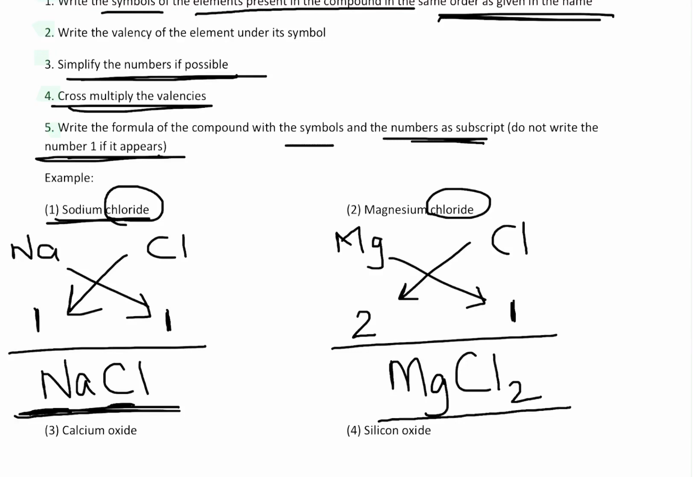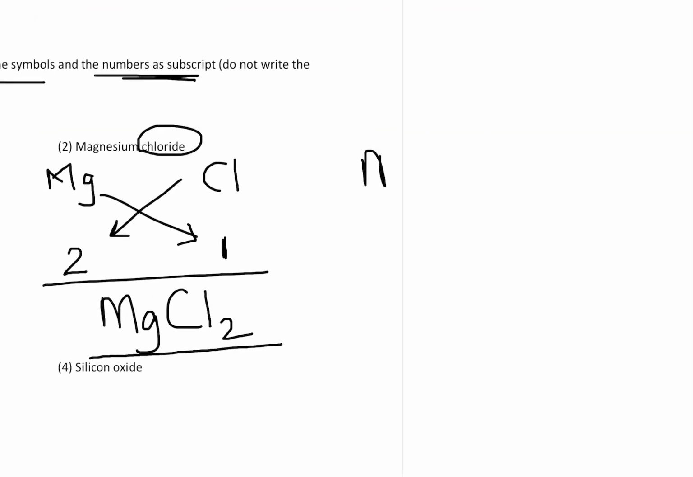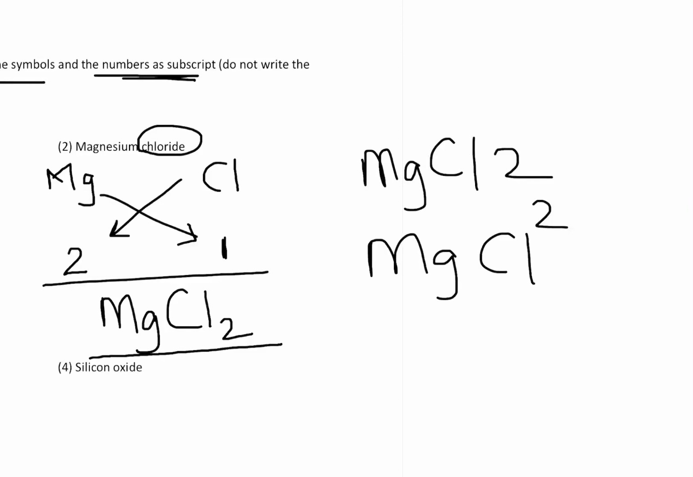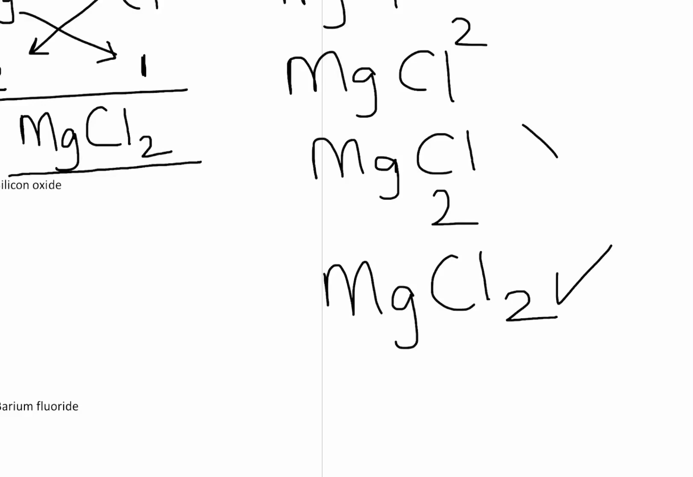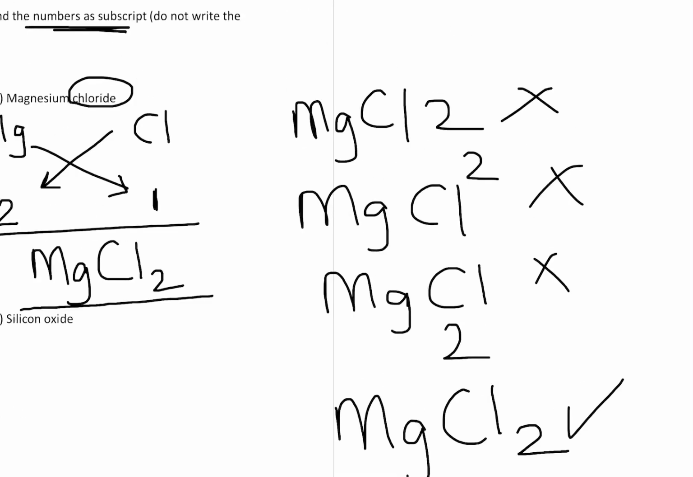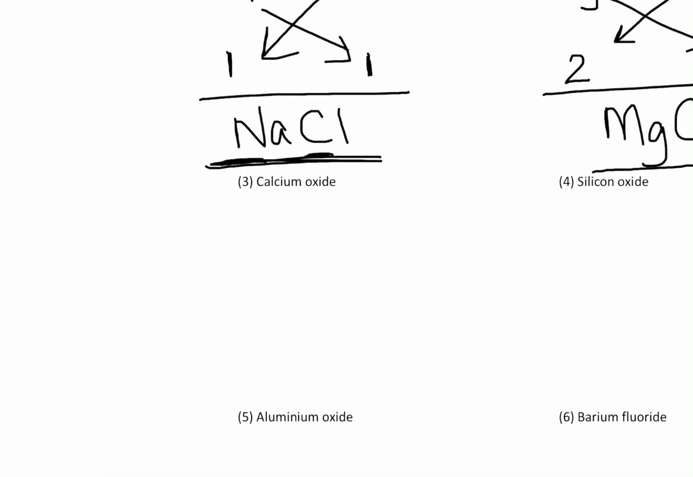The 2 has to be subscript. If you write MgCl2 with a normal-sized 2, it is wrong. It should be MgCl with subscript 2. This is right. Others are wrong. Let's try another one.